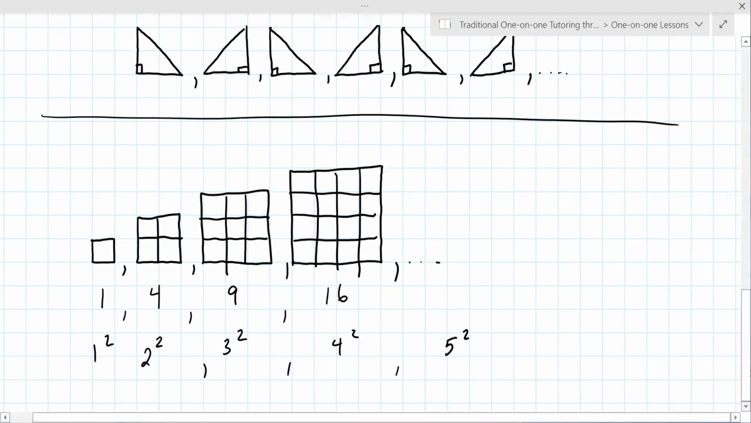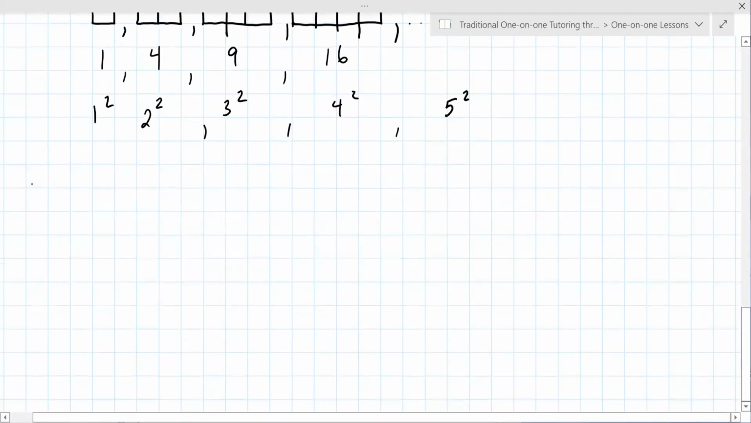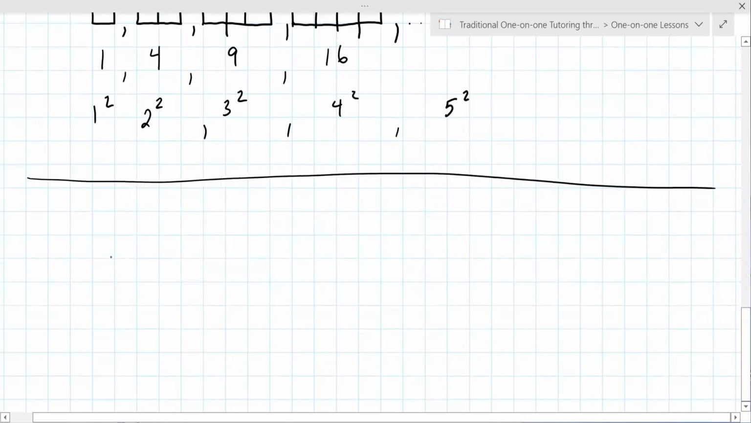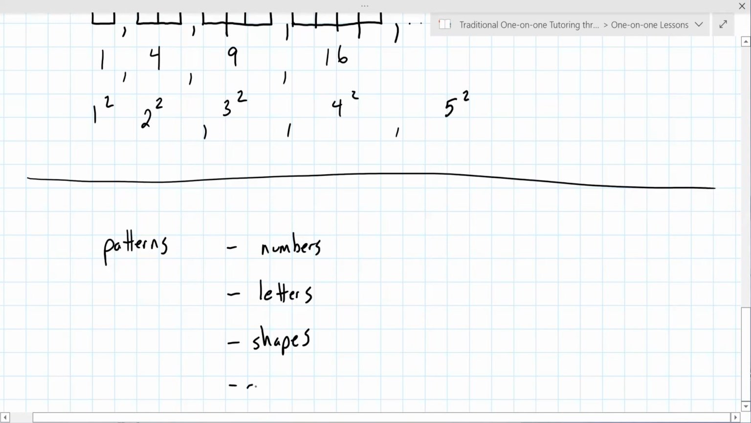Okay, so just to summarize right now, there are patterns, and the patterns can consist of numbers. They can consist of letters, shapes. They can actually consist of a lot of other things, and then any combination.